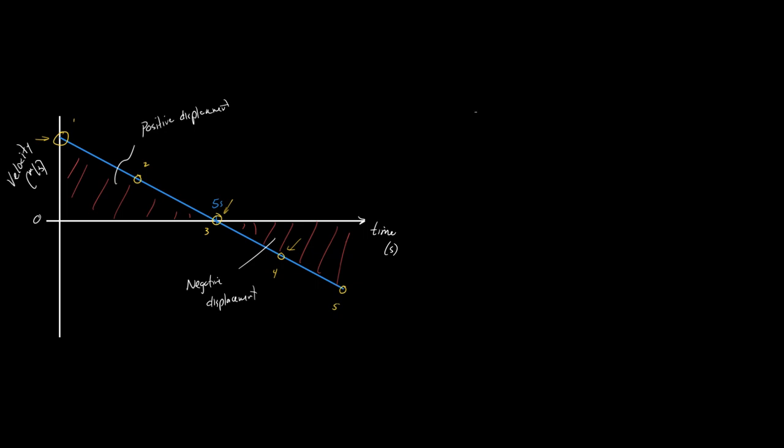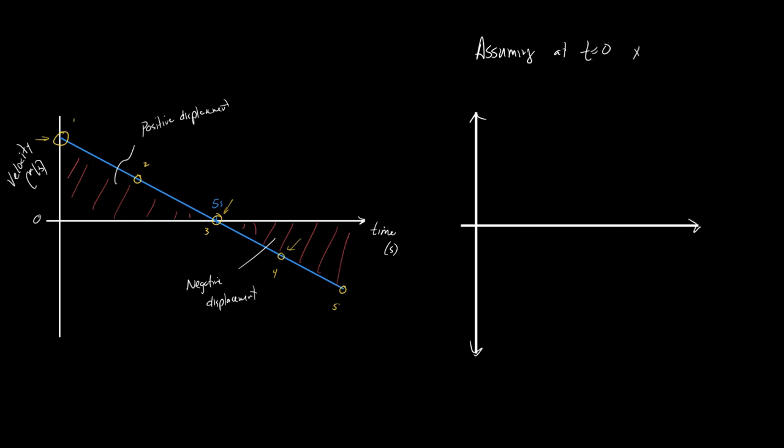So, with all that wonderful talk, and you guys knowing all these wonderful things, and you're quite capable people, assuming at t equals 0, x equals 0. Plot x and t. Can you make the position versus time graph? Let's say that this is 5 seconds. What would it look like?